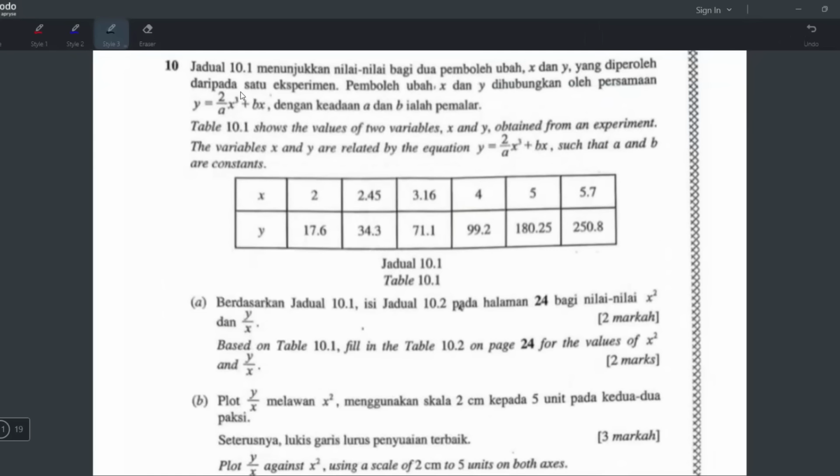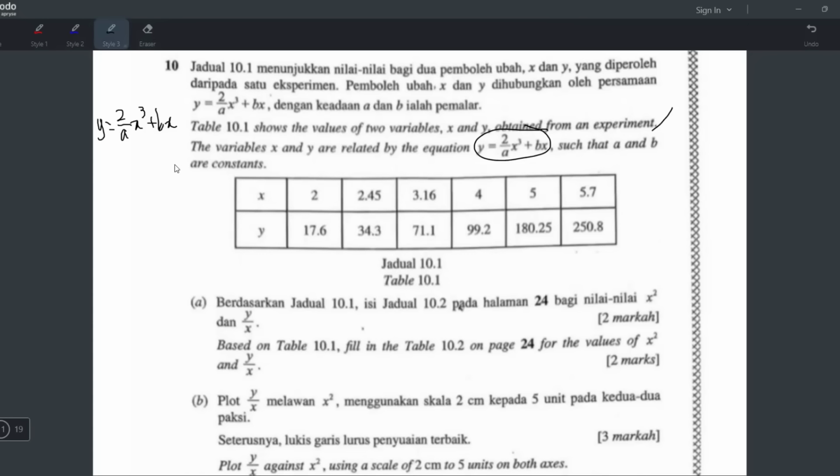Number 10. Table 10.1 shows the values of two variables x and y obtained from an experiment. Okay, semua tak penting. Variables x and y are related by this equation such that a and b are constants. Okay, everything here is not important. The only thing important is the equation. So I will write the equation down. y equals 2 over a, x power 3, plus bx. And kalau you tengok saya punya trial video, you tahu bila saya buat linear law, saya mesti akan tukar jadi linear form dulu. Yeah, I always do that first.